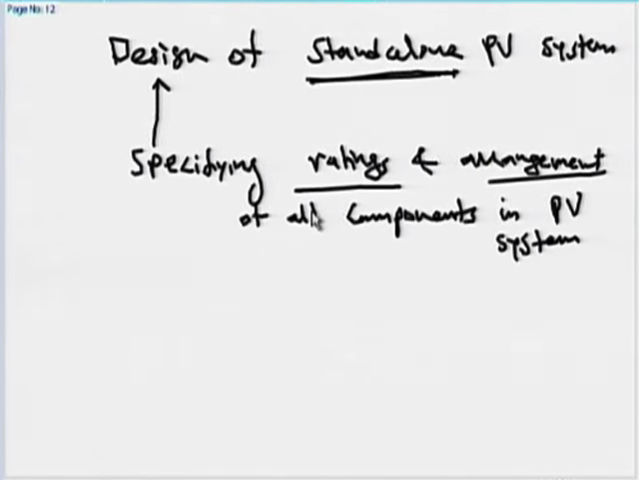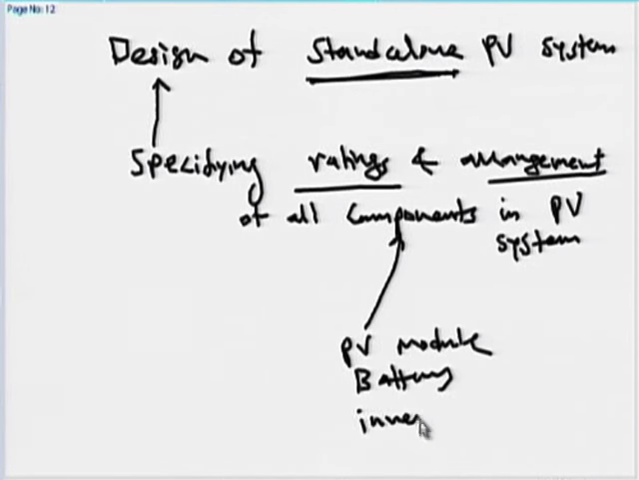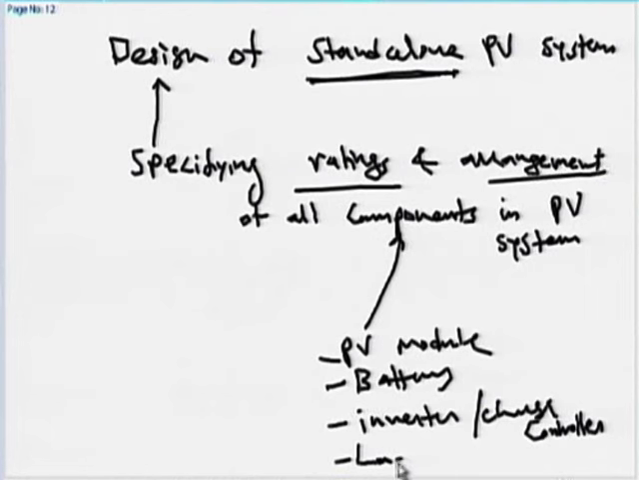So what are the components there? You have a PV module, okay. You have a battery, you have an inverter, because I will do it for the AC load, and maybe a charge controller. Sometimes the inverter can have the charge controller function built in, or the charge controller can have the inverter function built in. And then you should know about your load also. So these are the things we should worry about.